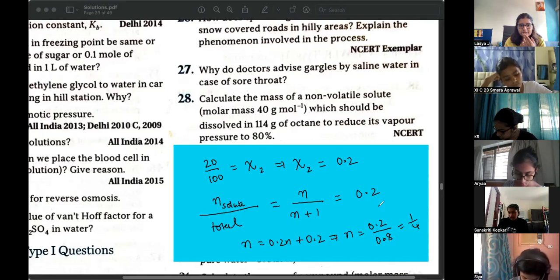One by 4. Molar mass is 40. So mass will be equal to 1 by 4 into this, so it should be 10 grams.